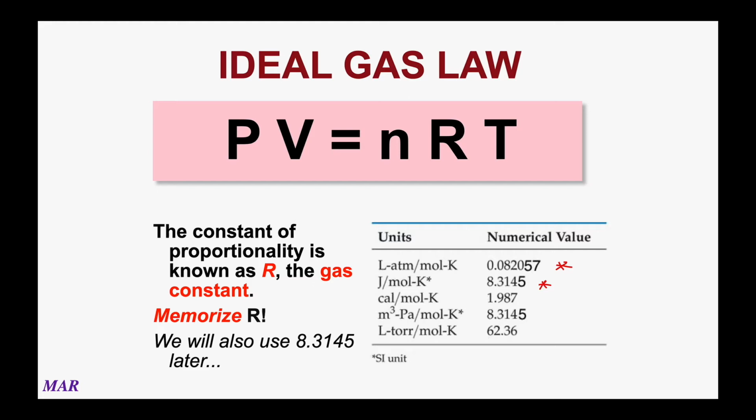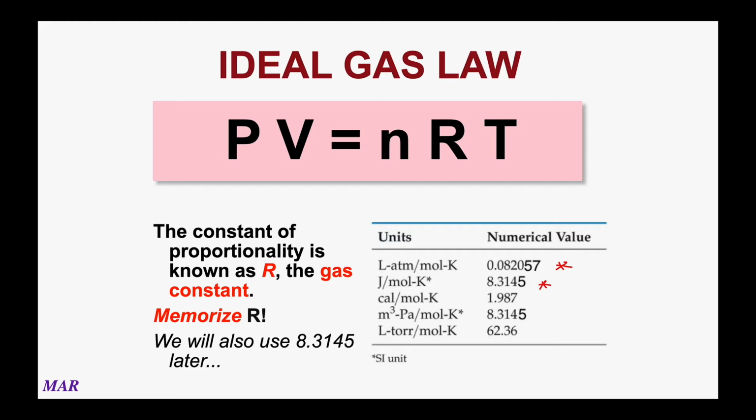In physics, you'll talk about a way to turn liters atmospheres into joules. Liters atmospheres is actually a type of energy, like joules. And that's not so important for us right now, but in the future, you might see that. Just realize that there's a way to convert liters atmospheres into joules, turning 0.082057 into 8.3145.